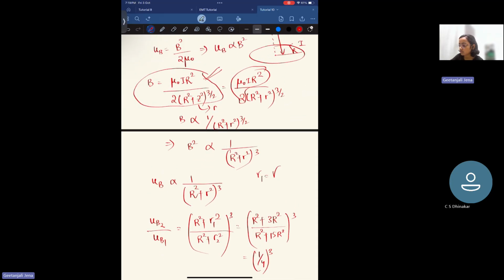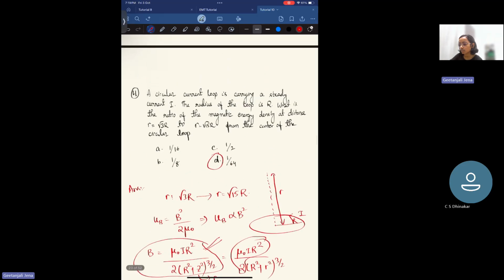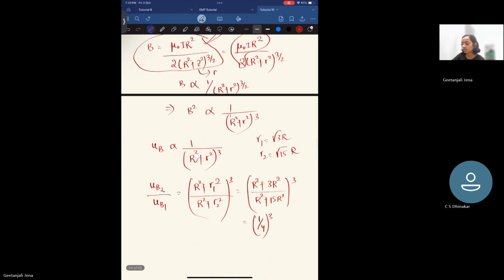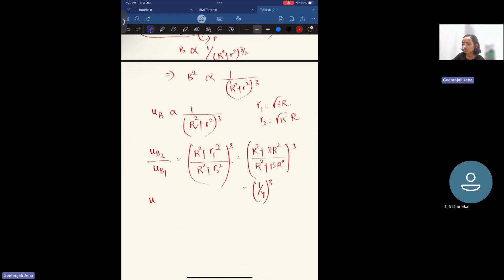So R1 is root 3R and R2 is root 15R. Is it B1 by B2? No, it's B2 by B1. Okay, I think you got confused here. But here also we will get 4. It is B2 by B1 to be exact. B2 by B1 square.